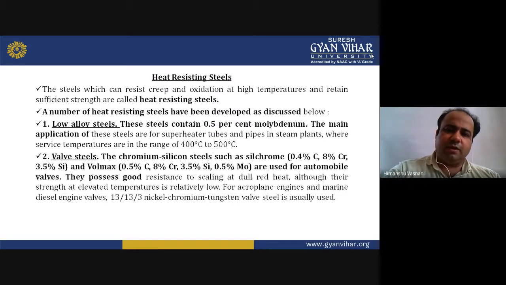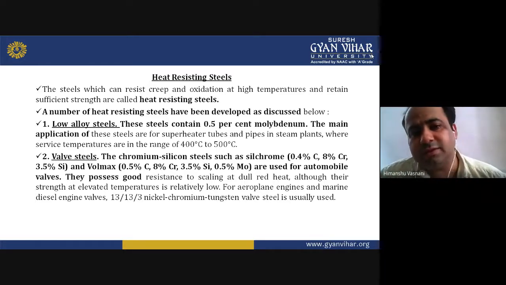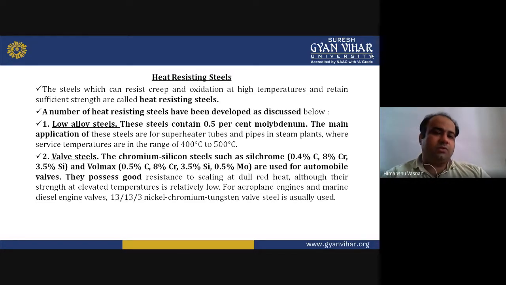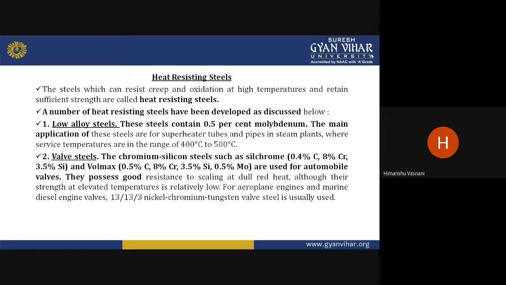Now, heat resisting steels, a very important topic for discussion. These are steels which can resist creep and oxidation at high temperature and retain sufficient strength. These are called heat resisting steels. A number of heat resisting steels have been developed, and one is the low alloy steels. These steels contain 0.5% of molybdenum, and their main applications are for superheater tubes and pipes in steam plants, where the service temperatures are in the range of 400 degrees centigrade to 500 degrees centigrade.